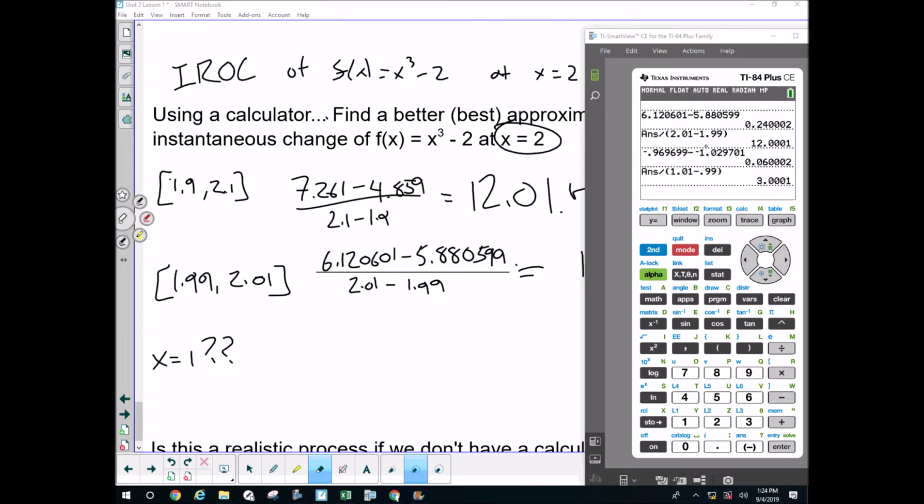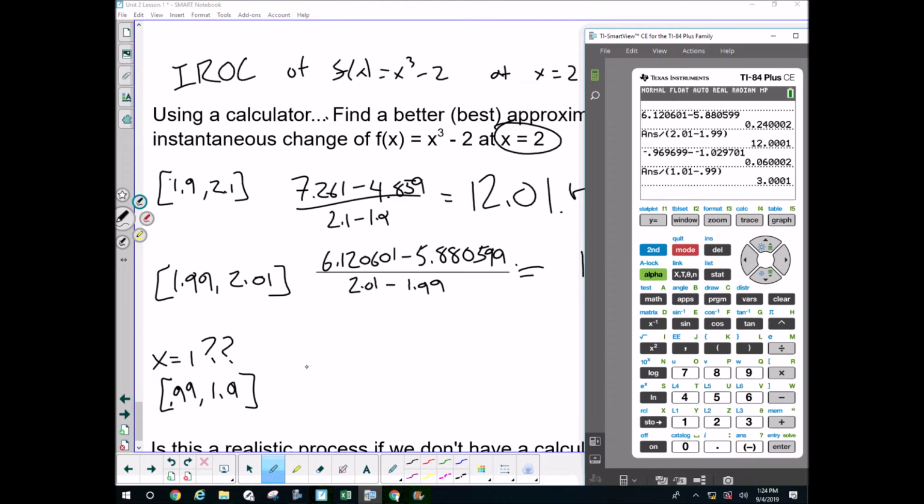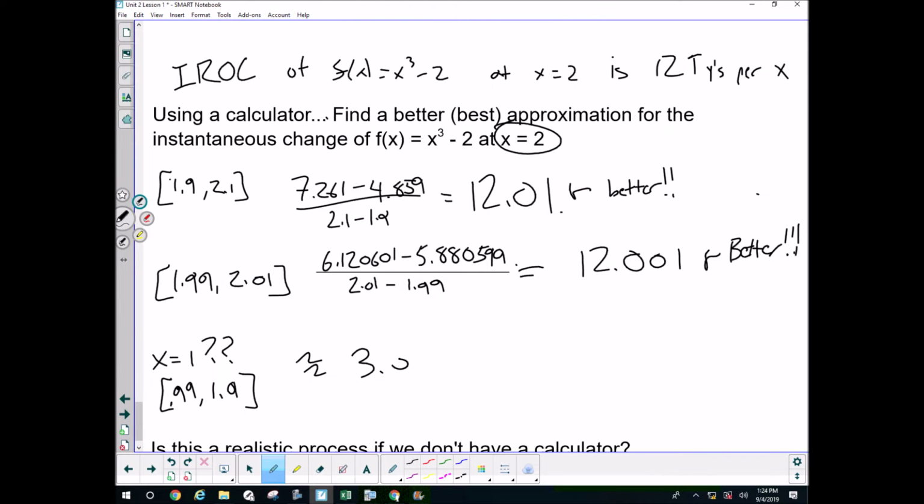1.01 and 0.999. And I got these two decimals, negative 0.969699 and negative 1.029701. So using 0.99 and 1.01, I actually got a value that was approximately 3. Okay, so I think that the instantaneous rate of change, or the slope of the tangent, or what we'll call the derivative, of x cubed minus 2 at x equals 1 is 3.